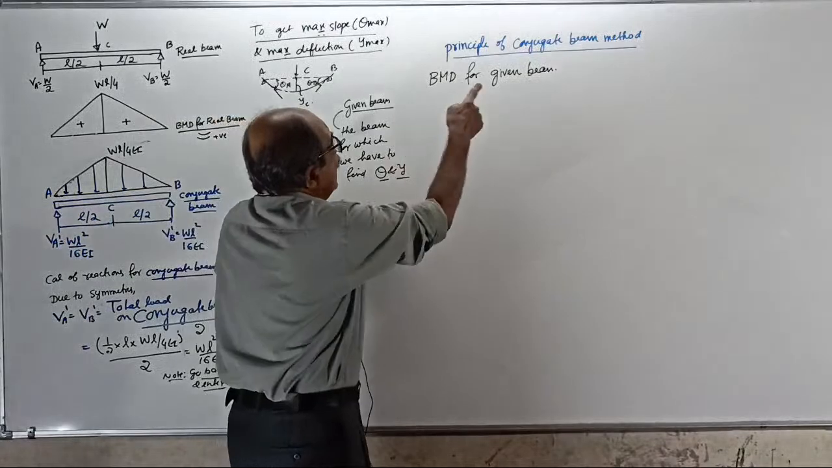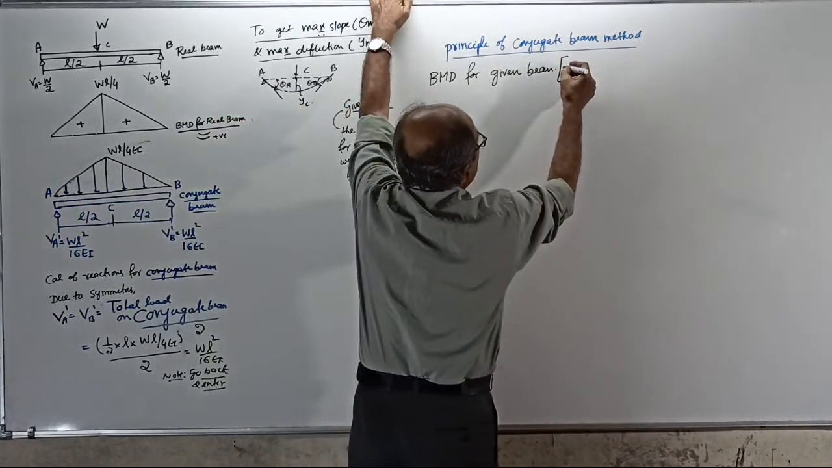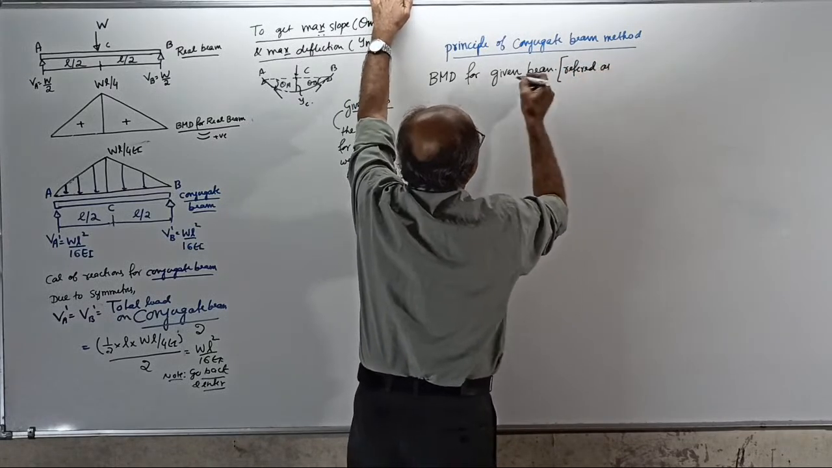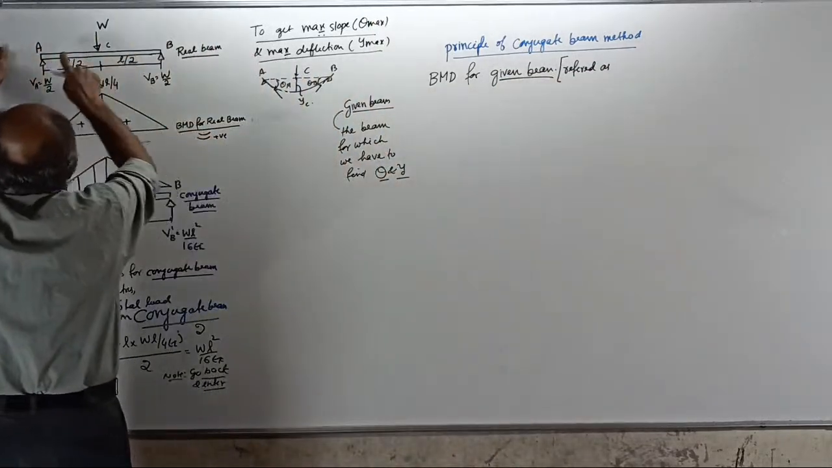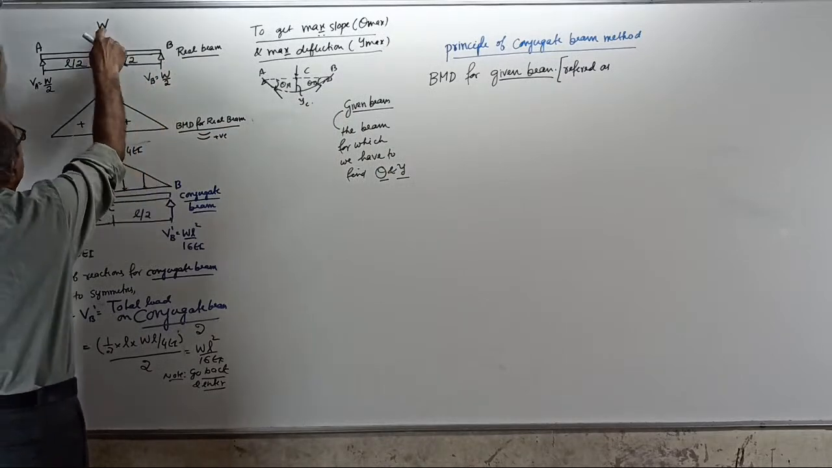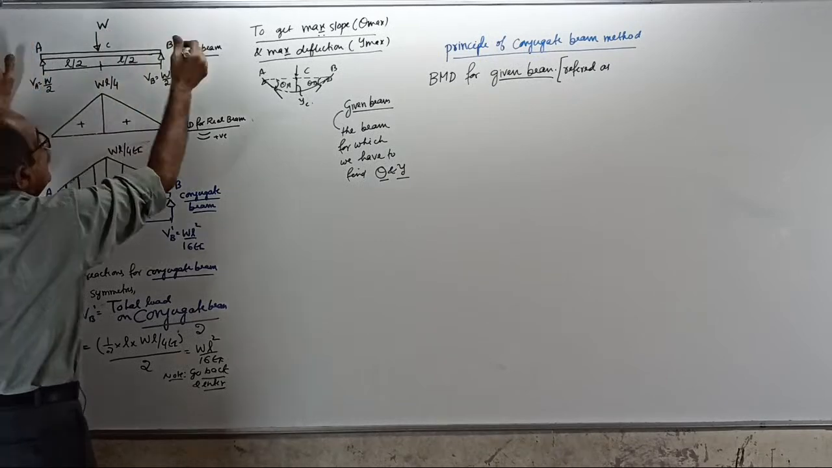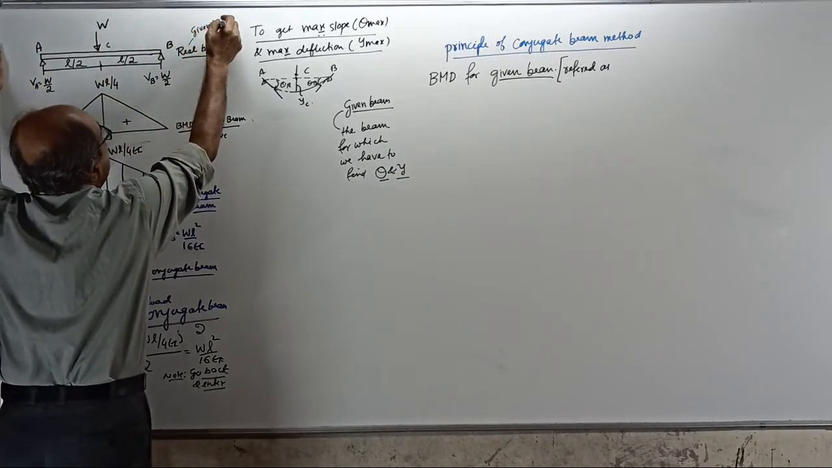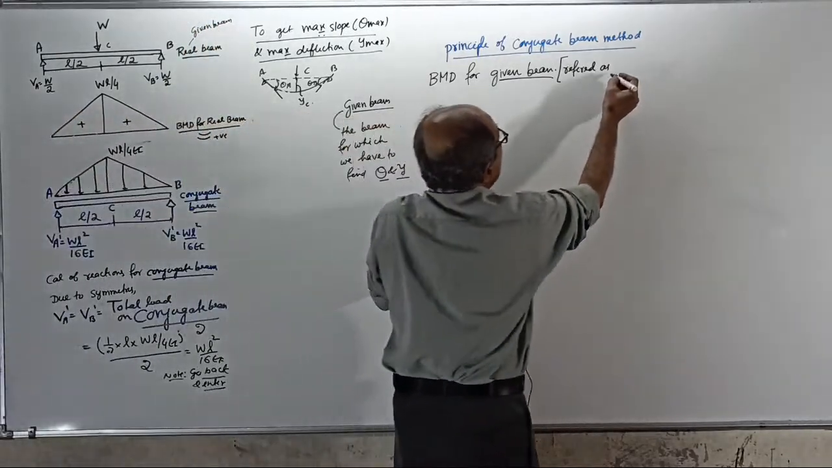That real beam, in the bracket I will write, is referred to as the given beam. See, this is the given beam: a simply supported beam of span L subjected to a load W at the center. This is the real beam, this is the given beam. See, I write here, this is the given beam. The given beam, that is real, is referred to as the real beam.